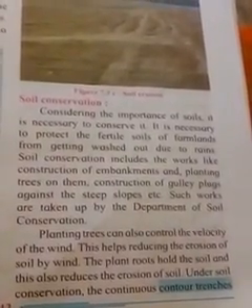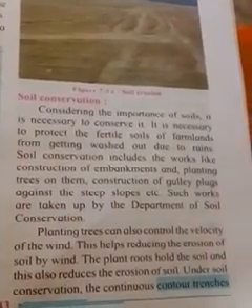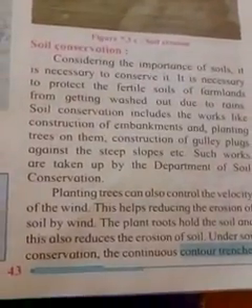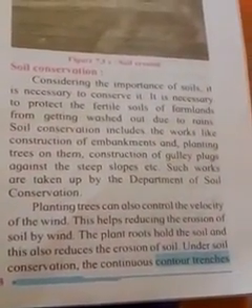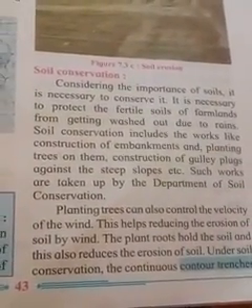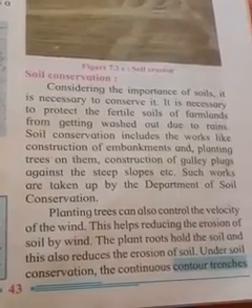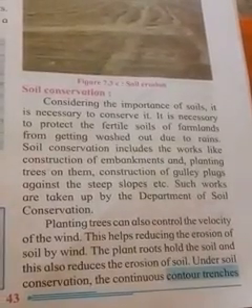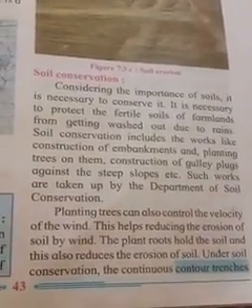Construction of embankments, planting trees on them, and construction of gully plugs on steep slopes. Planting trees can also control the velocity of winds. That means planting trees is important for soil conservation because the plants control the velocity of the winds.